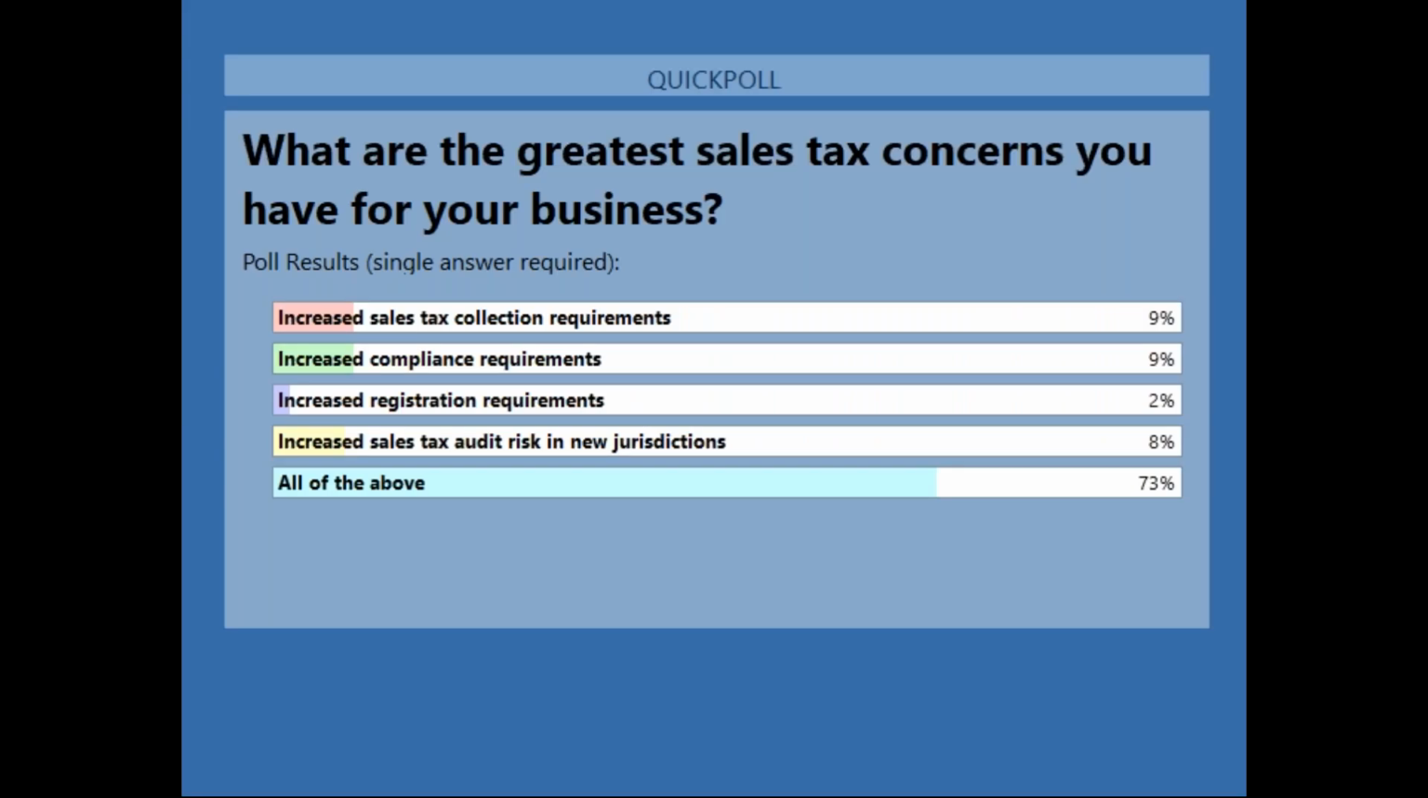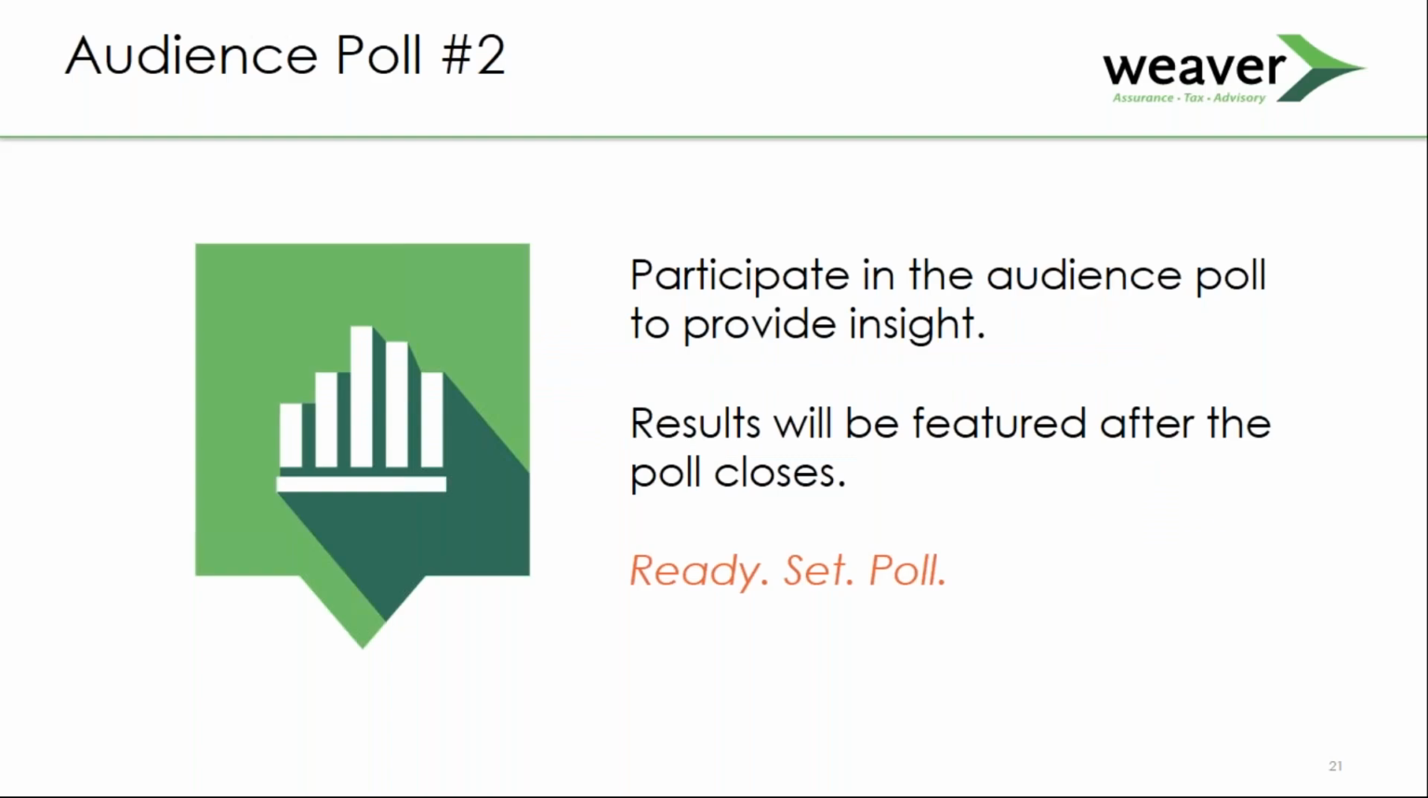So we close the poll. It looks like the majority selected all of the above. Which isn't surprising, right? I mean, you should consider it all. We wanted to have specific selections to get people to think about what could be a new risk or concern or a resource stealing time from my people in our accounting or tax department, whatever.